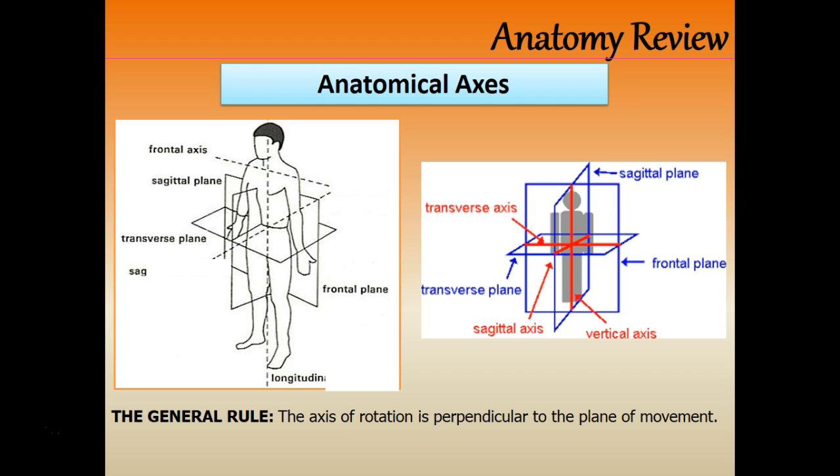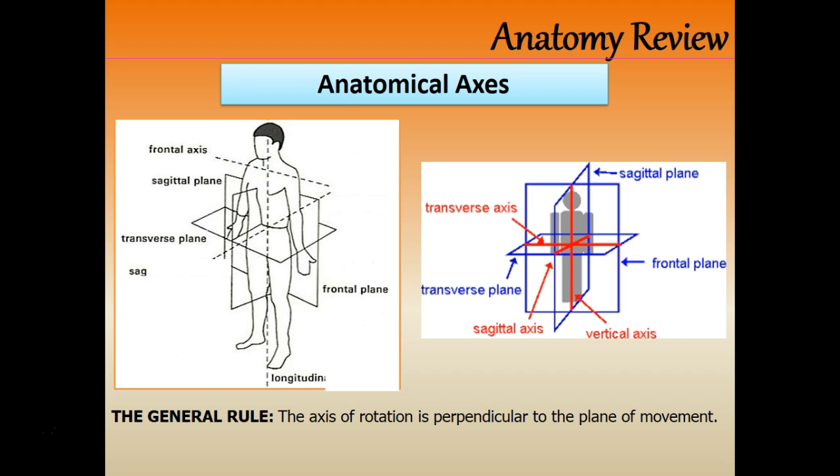Next, we have anatomical axes, or axis, which are completely different than anatomical planes, so they should not be confused. An anatomical axis is a straight line about which an object will rotate, right? And remember, we said that an anatomical plane is a fixed line of reference along which the body is often divided. So an axis is a straight line around which an object rotates, and a plane is a fixed line along which the body is often divided. So they're completely different concepts.